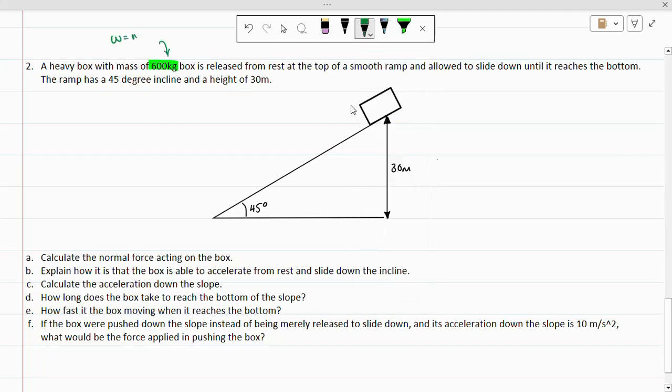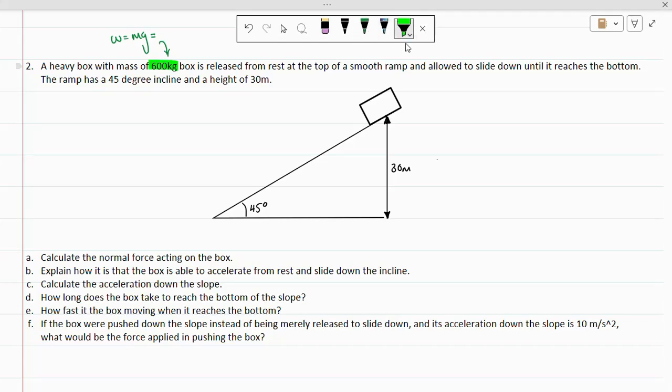Weight is, in your exam, again, just make sure that you've written this explicitly. Your examiner can see that you've actually calculated the weight, you know what it is, right? So this is going to be mass times acceleration due to gravity, which is 600 multiplied by 9.81. Actually, we're not going to calculate it just yet.